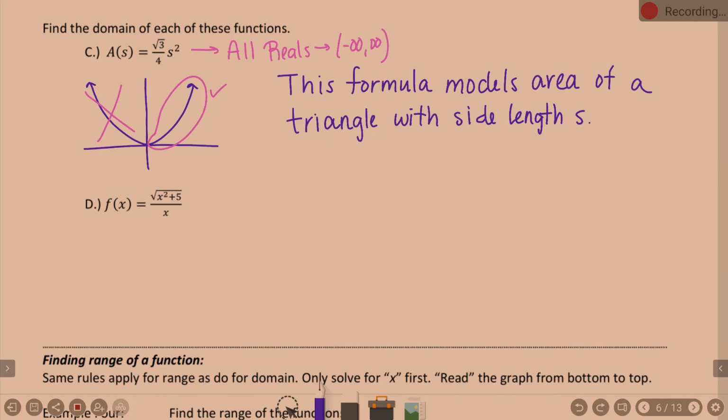All real positive numbers. How would you express that in interval notation? 0 to infinity. Maybe a parenthesis on the 0, right? Why am I putting a parenthesis on the 0? Because your area can't be 0. My side length can't be 0, thus my area can't be 0. So that's why I use 0 to infinity, but just with the parenthesis, not equal to 0. Kind of a catchy one there, isn't it?